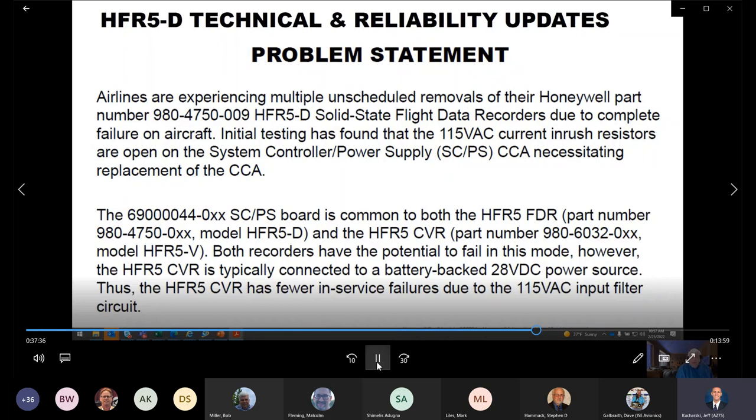Problem statement. Airlines have been experiencing multiple unscheduled removals of their Honeywell HFR-5D flight data recorders due to complete failures on the aircraft. Initial testing found that the 115-volt AC input circuits were opening. The power supply board, known as the system controller and power supply board, which has the problem in the power supply section, is common to both the HFR5 FDRs and HFR5 series CVRs. Both types of recorders have the potential for this particular failure mechanism.